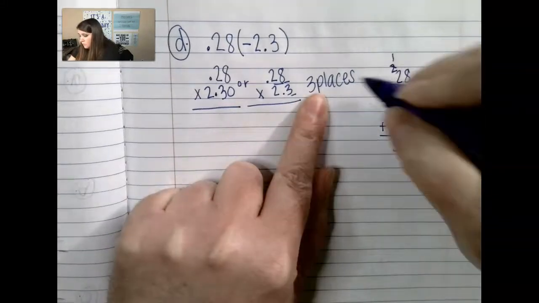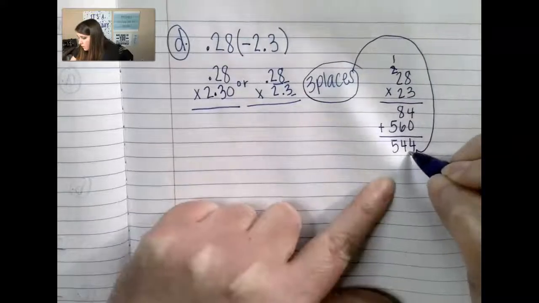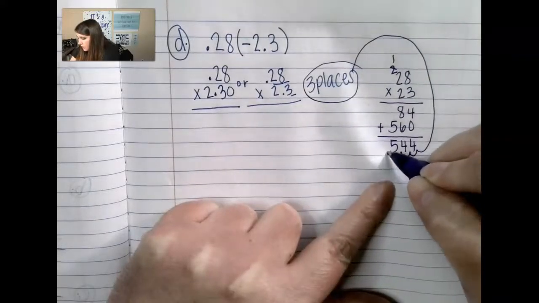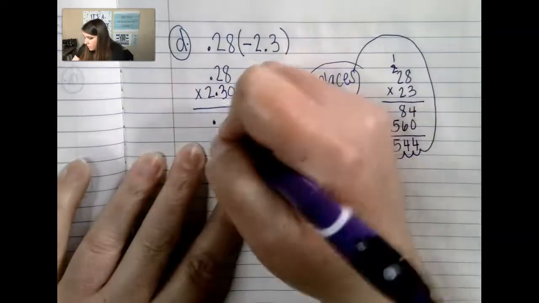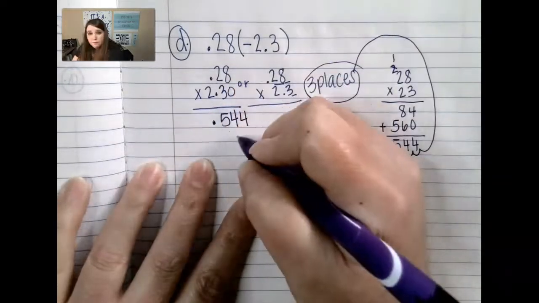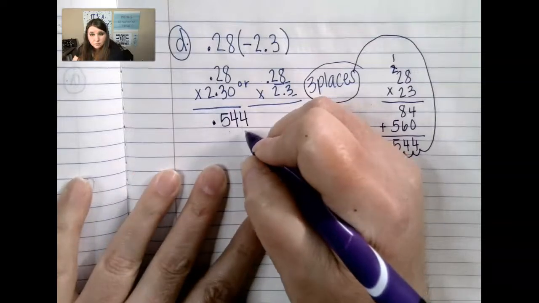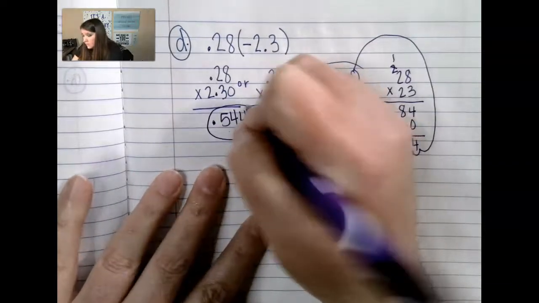And I need to move this decimal point 3 places over. So I'm going to go 1, 2, and 3. So now my new number is 0.544, or 544 thousandths, because it's in the thousandths place.